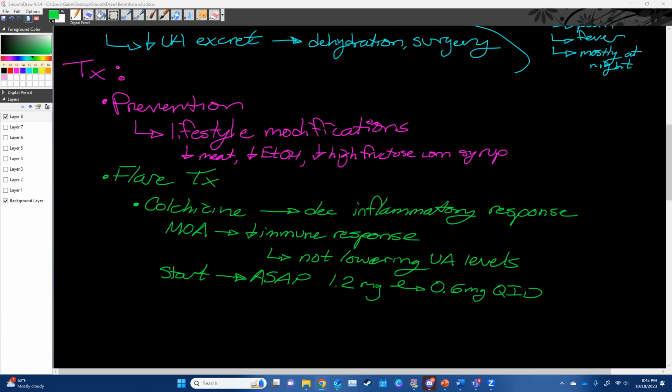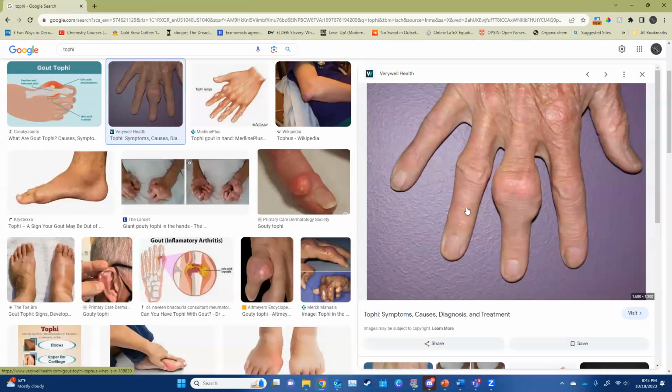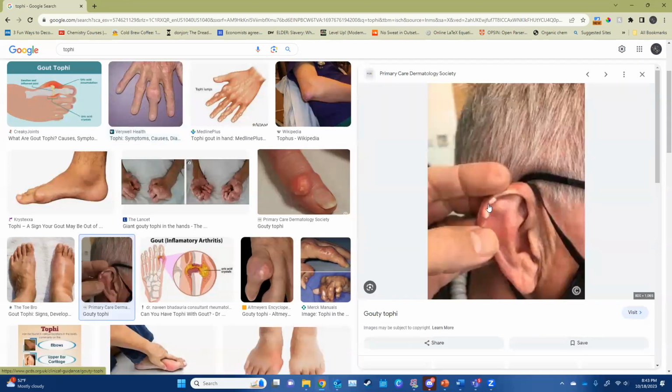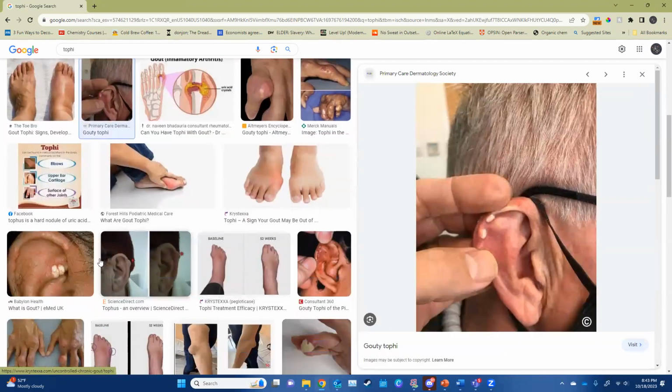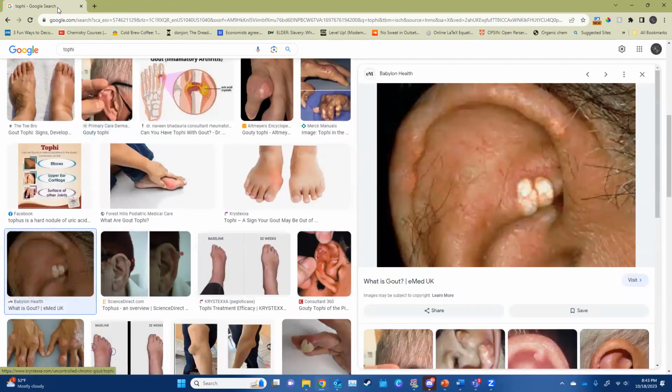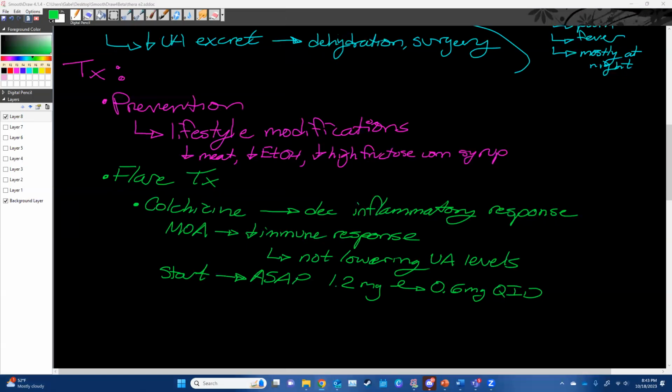Tophi is the technical name for the swollen lump. So this is a tophi. It's the lump, which you can get anywhere. It's really, really gross. It comes out kind of like pus as well.